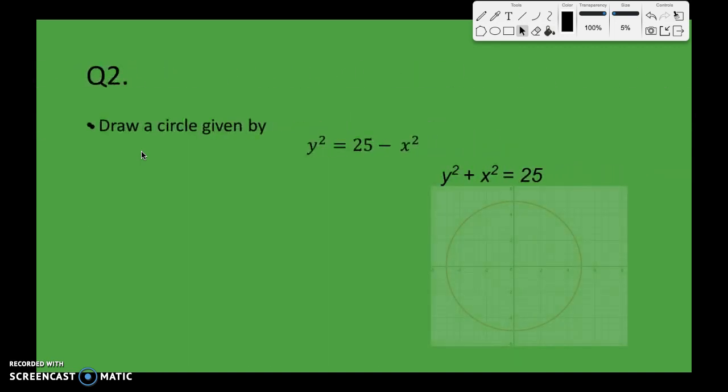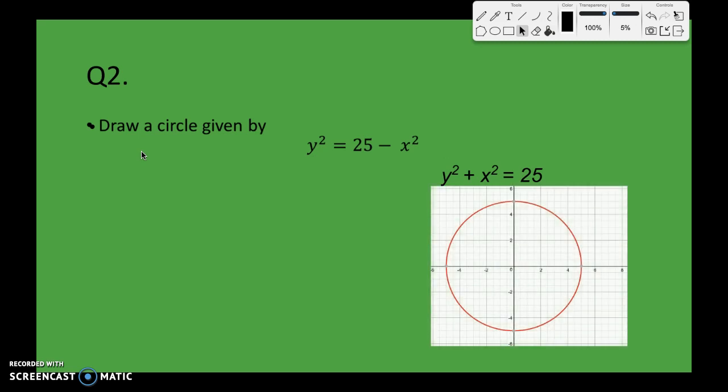Let's do this next practice. Draw the circle given by the equation y^2 = 25 - x^2. I went ahead and did it, but you all also need to practice on your papers. I need to rearrange this to match the standard form of the equation of a circle. That means I'll bring my negative x^2 over to the left side. That will be y^2 + x^2 = 25. And remember, that's always r^2.